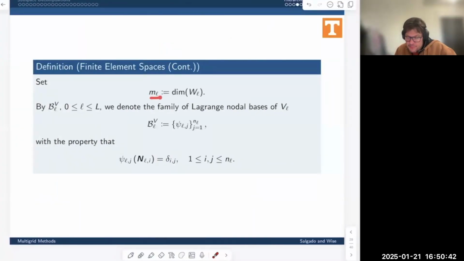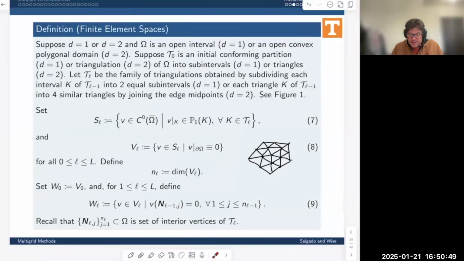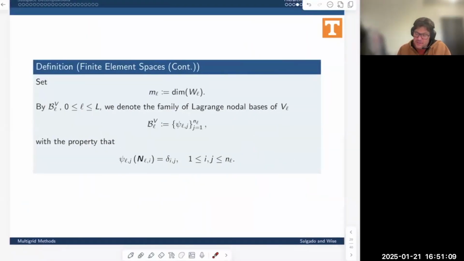We're going to set ML to be equal to the dimension of WL, assuming that it is a space, and it turns out it is. All we're doing is we're taking a subspace of VL and we're setting some of the elements to be equal to 0. So if I zero out certain components of elements from VL, then that's going to give me a subspace. I can add functions together in that subspace and I get back in the subspace. So it's clearly a subspace. It must have some dimension. The dimension must be less than NL, and we're going to call that dimension ML. And that's why I used ML previously.